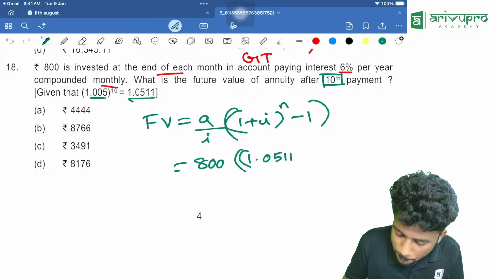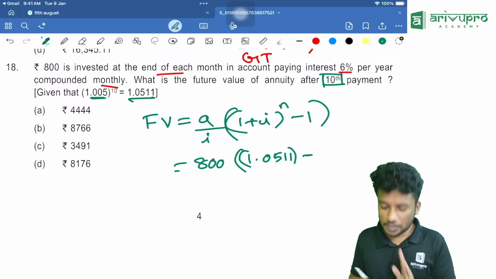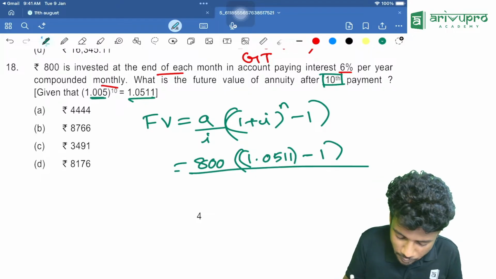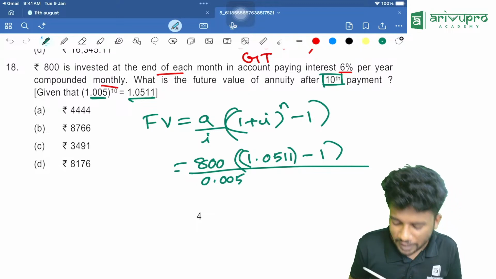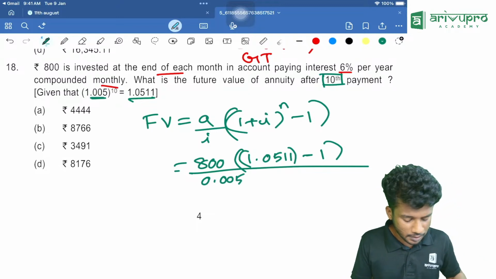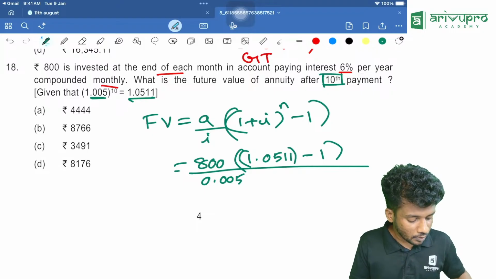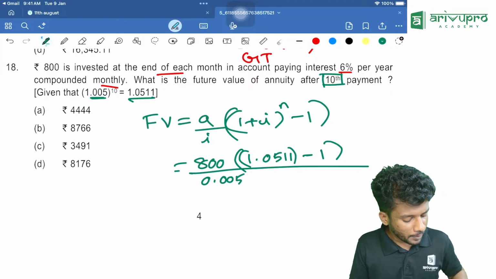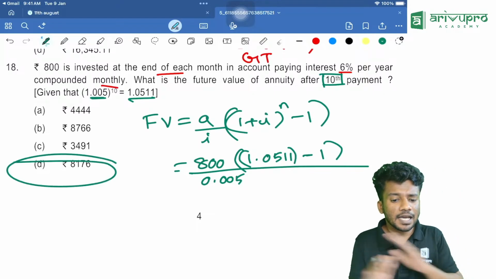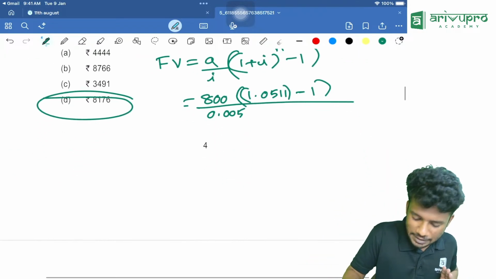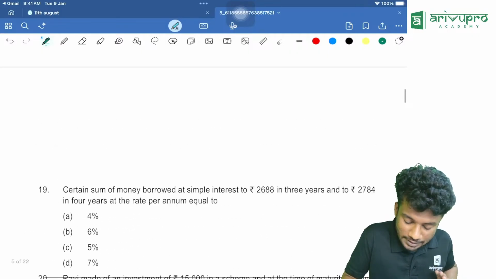That is 1.0511 minus 1, the entire thing divided by 0.005. Now just use the calculator: 800 into 0.0511 divided by 0.005. How much is the answer? 8176. Direct answer. Yes. Next one.